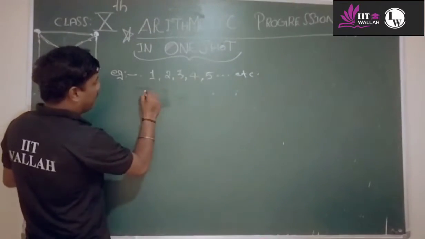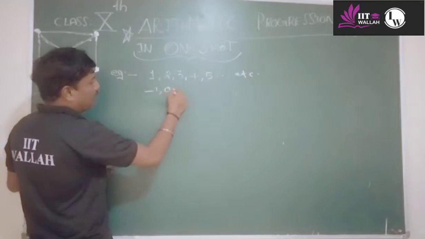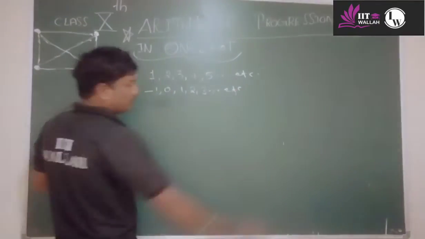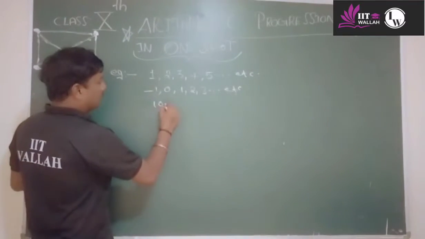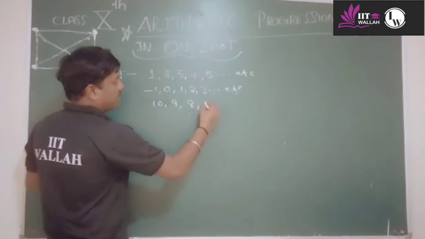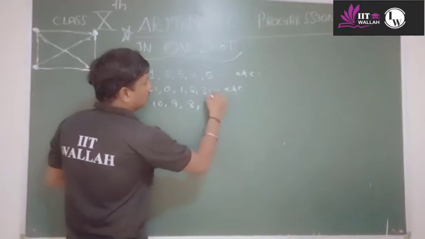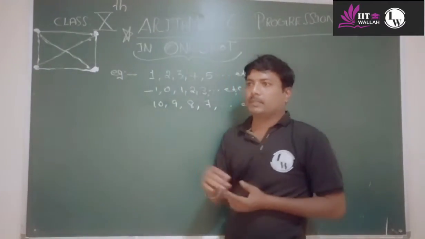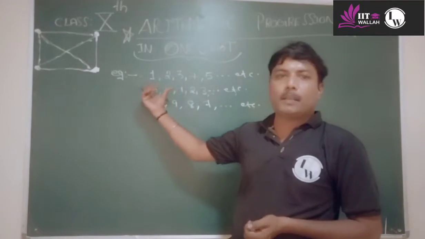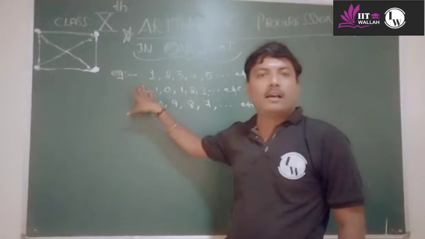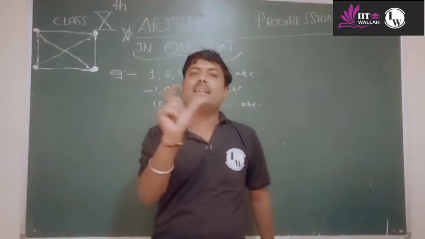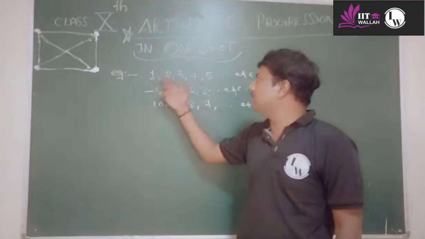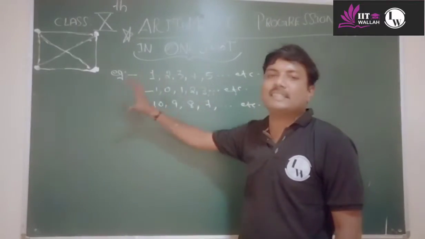And here minus 1, 0, 1, 2, 3, etc. Okay, here 10, 9, 8, 7, etc. These all are arithmetic progressions. That means arithmetic progressions are a sequence of numbers whose difference is a constant.